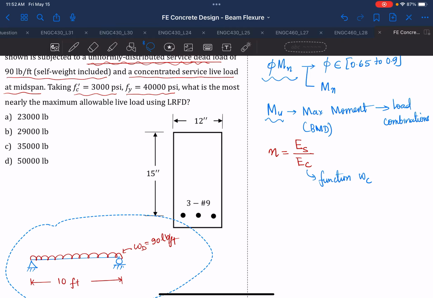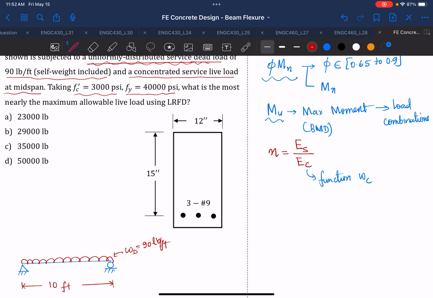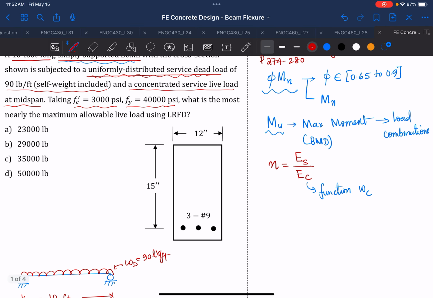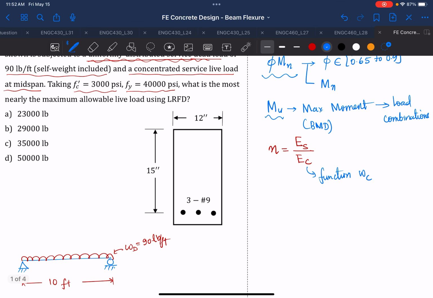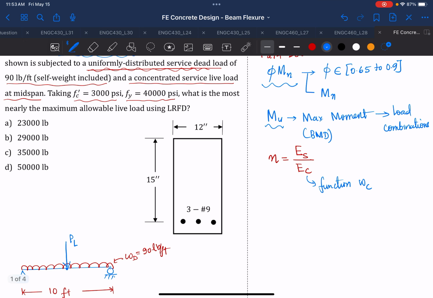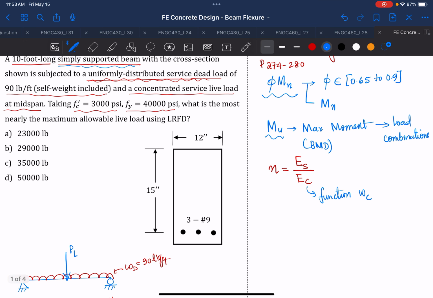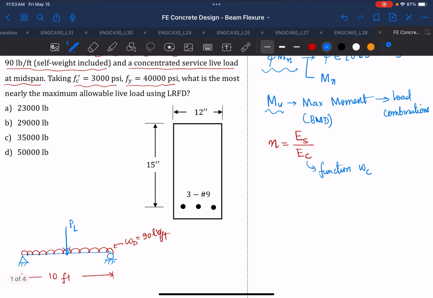Okay, just going to write here. And then after that, you also have a concentrated service load. So concentrated is a point load, and it is at midspan. So around here, at your midspan, is going to have PL. And then after that, that's it. We have the load, and then all we need to know is what is this PL.